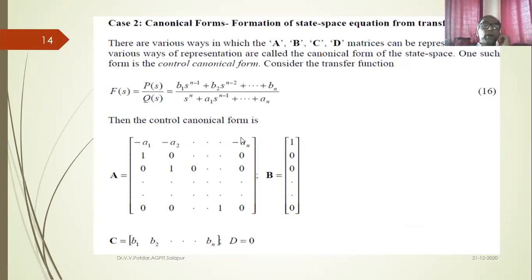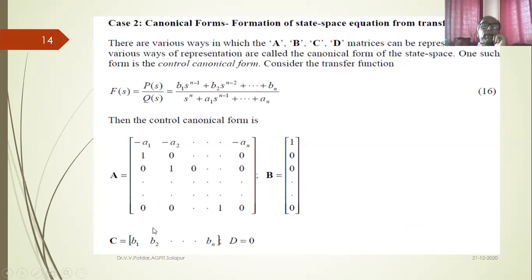Then in the control canonical form, the system matrix is obtained from minus a1, minus a2, up to minus an, whatever the coefficients are. I have to just note them down from the transfer function and substitute them in this matrix. In this way I get the system matrix. B is a column matrix, 1, 0, 0, 0.